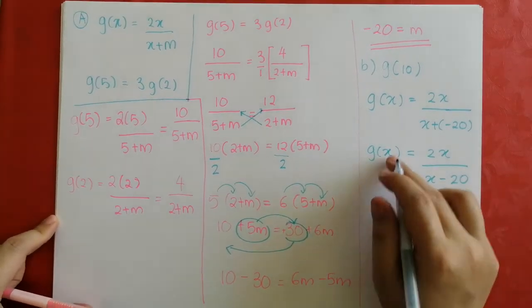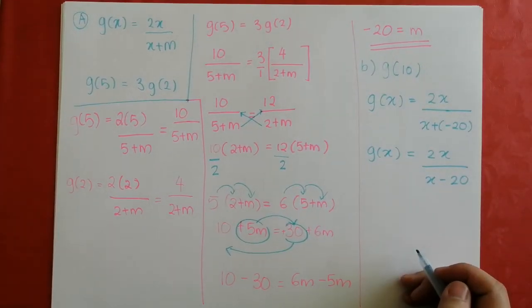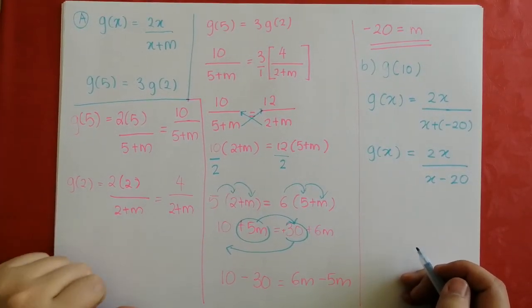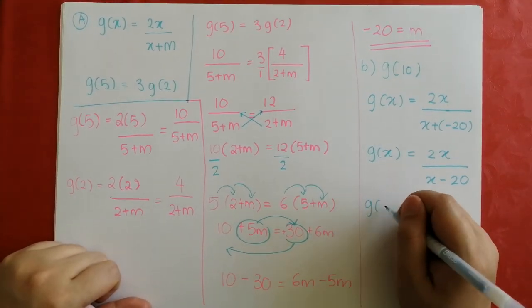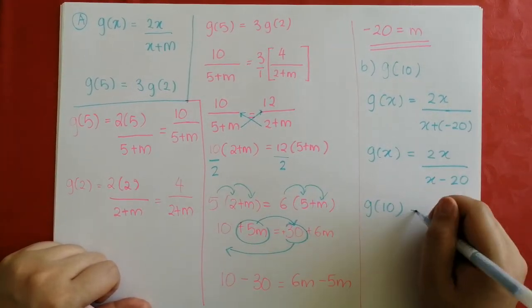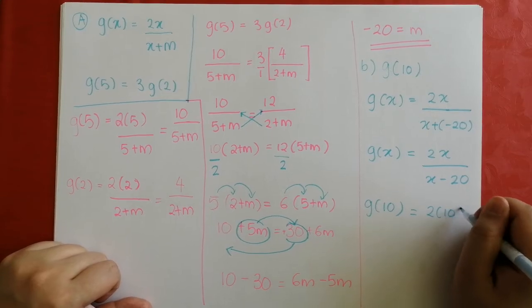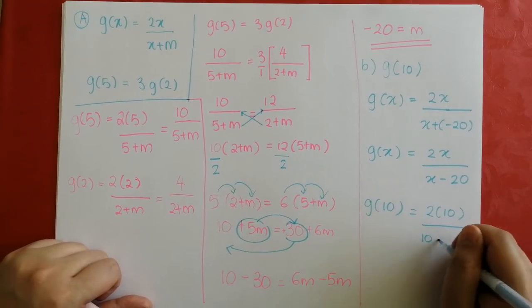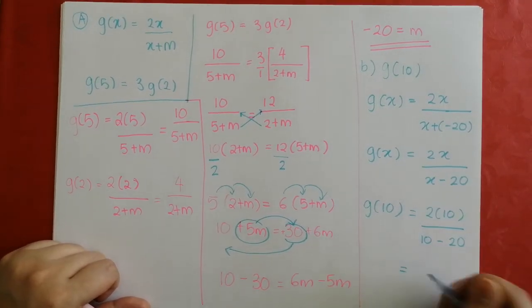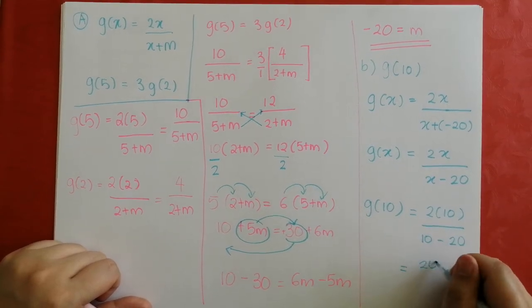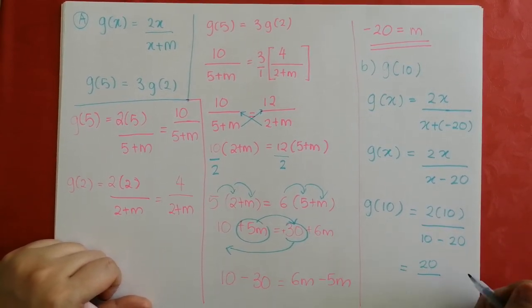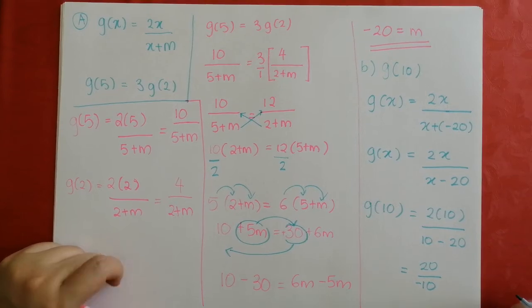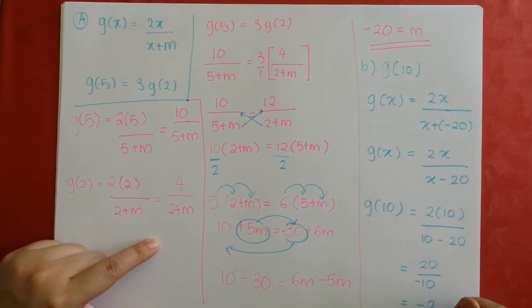So from here, if you are asked to find g of 10, which means that you need to substitute, right? Your x becomes 10. So you have 2 bracket 10 over 10 minus 20. So from there, 2 times 10 is 20, over 10 minus 20, which is negative 10. Simplify that, it gives you negative 2.